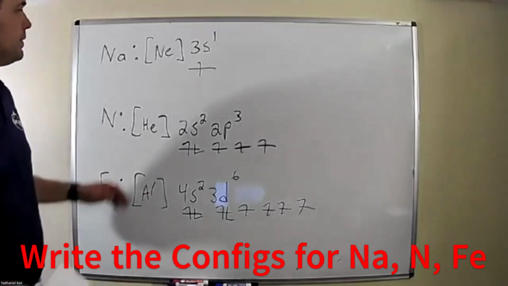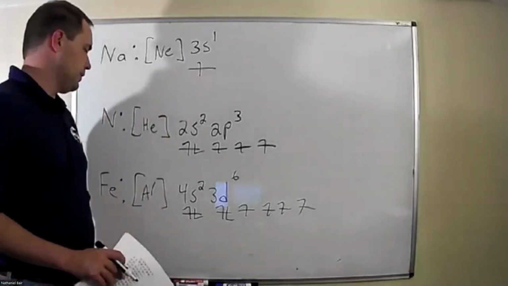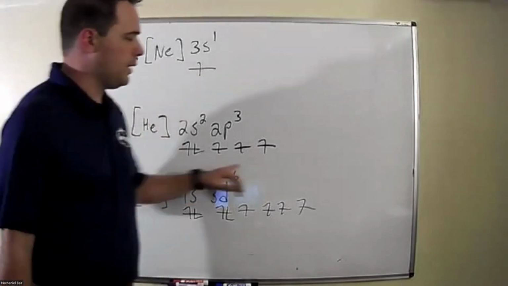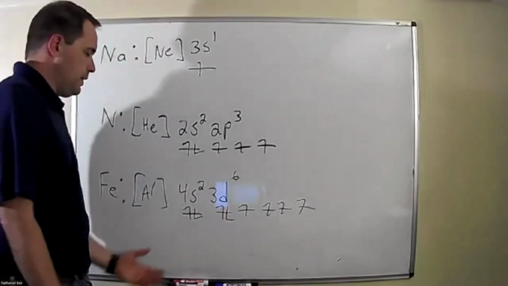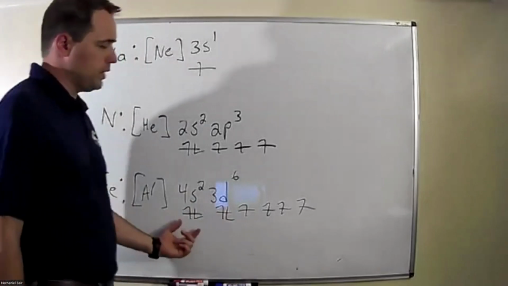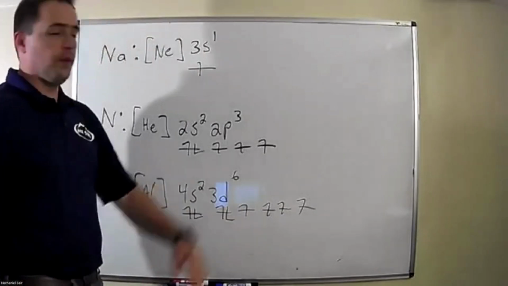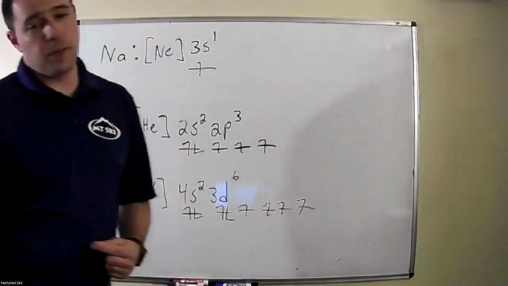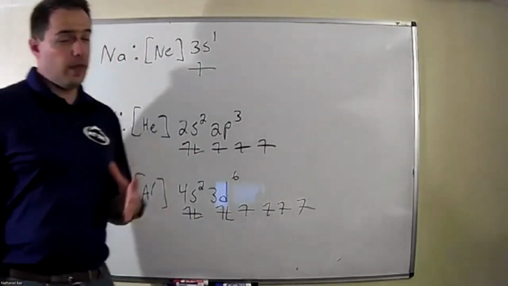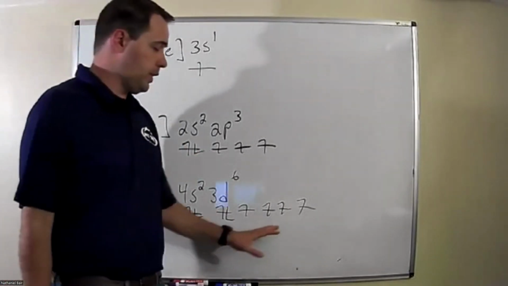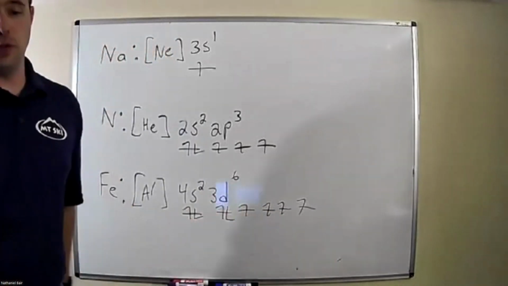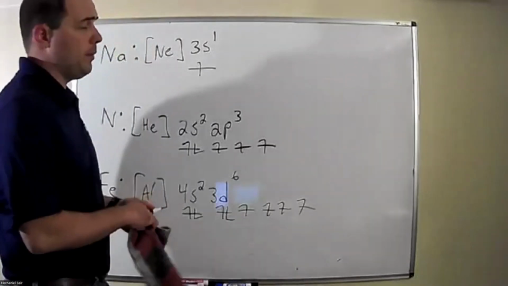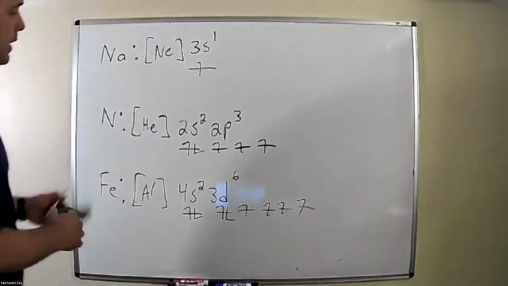All right, sodium is a neon in bracket 3s1. We got one unpaired electron. Nitrogen is a helium in bracket 2s2, 2p3. We got three unpaired electrons. And iron is an argon in bracket 4s2, 3d6. We got four unpaired electrons. All those atoms have at least some amount of magnetic properties. Now, it's not quite as simple as this, but in general, the more unpaired electrons you have, the more magnetic you are. Okay. I'd like to do one more, so hopefully you can see how they are all paramagnetic and could be influenced by a magnetic field.